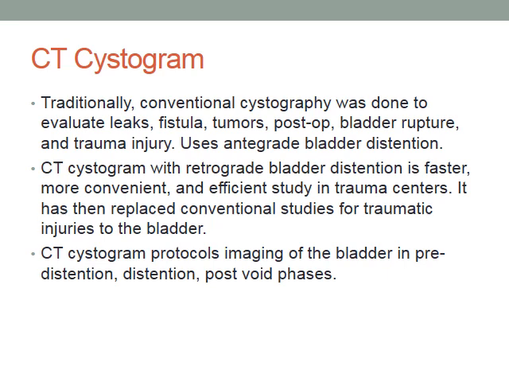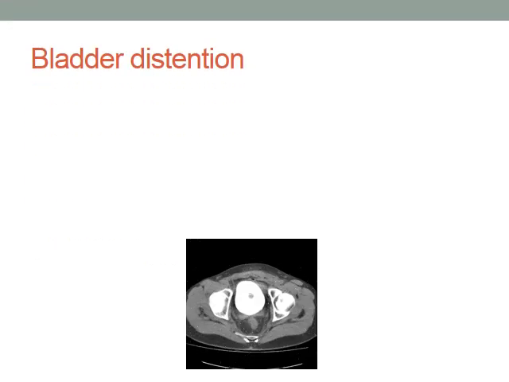And since we are able to fill the bladder quickly, the CT cystogram protocol images the bladder in pre-distension, maximum distension, and also a post-void image is used. As I mentioned before, a retrograde distension is required, and we will achieve this via a Foley catheter under gravity control. A Foley catheter must be placed by a urology nurse or a CT technologist depending on your hospital protocols.